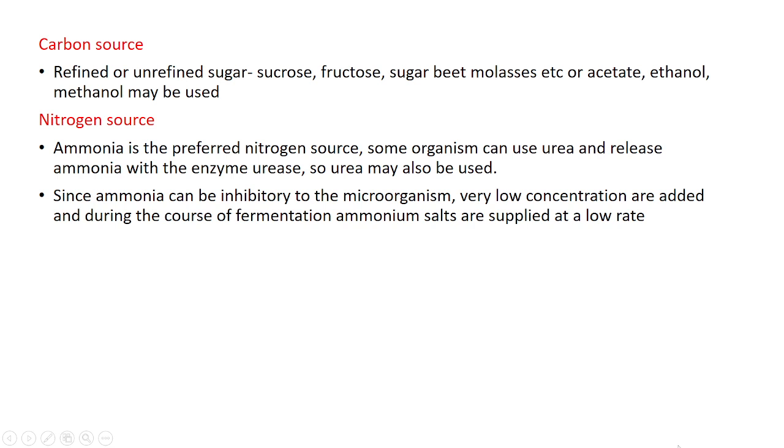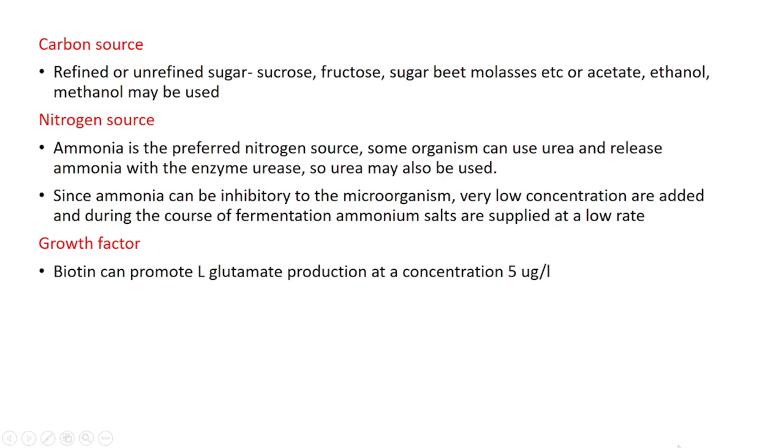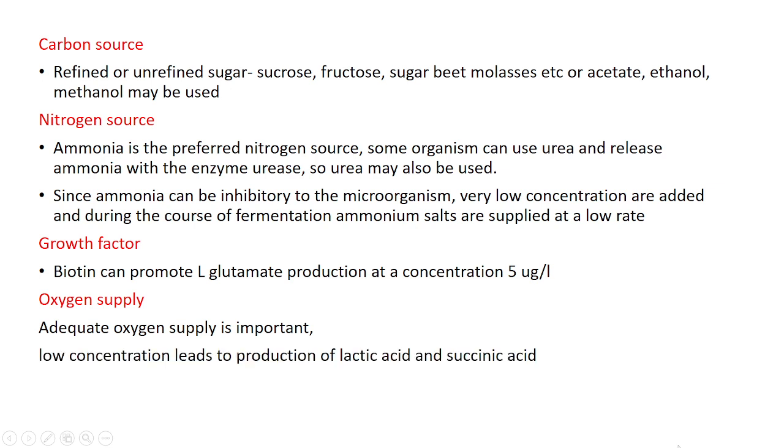So during the reaction, what happens? A very, very low concentration of ammonia is added into the fermentation medium, and as the fermentation continues, little by little ammonium salt is supplied. The growth factor is added as an additive, that is biotin can be added at a concentration of 5 microgram per liter, and since this is an aerobic reaction, oxygen has to be supplied. If the concentration of oxygen is too little, it might lead to the production of lactic acid and succinic acid, and if a higher concentration is there, it might inhibit the growth of the microorganism.